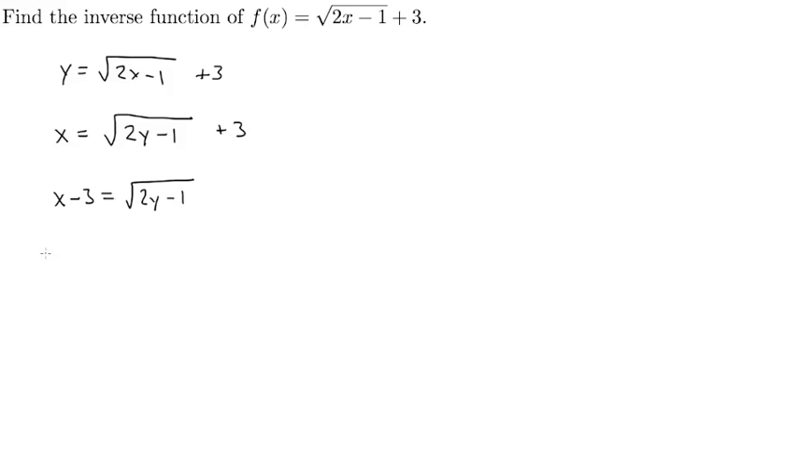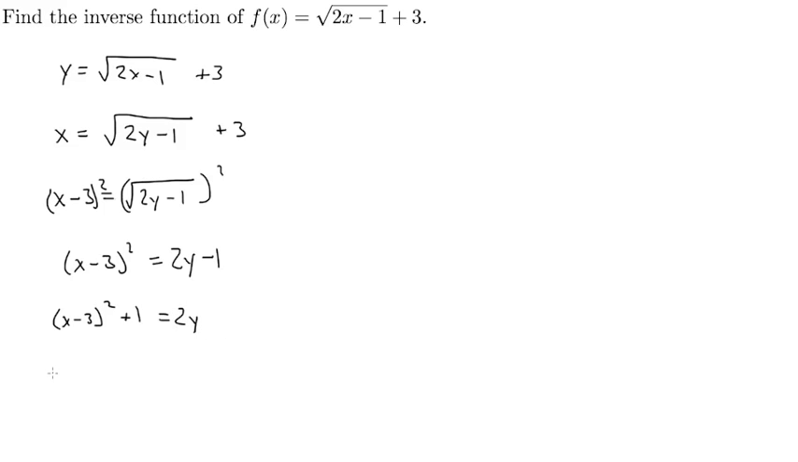And so now let's square both sides. When I square both sides of this equation, I'm just going to leave it as (x - 3)^2. So (x - 3)^2 equals 2y - 1. I want to get y by itself, so let me add 1 to both sides. (x - 3)^2 + 1 equals 2y.